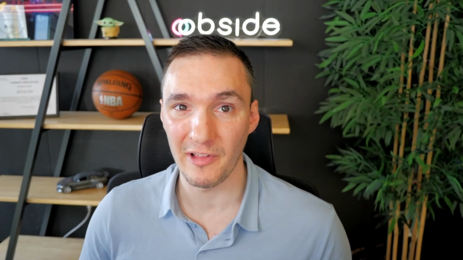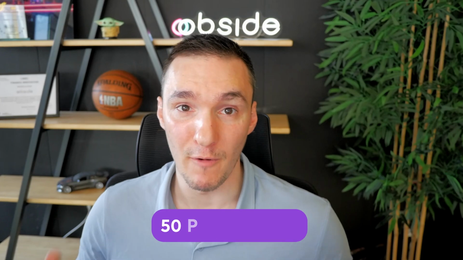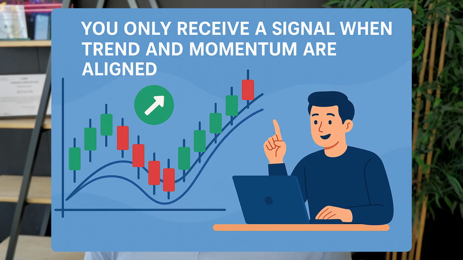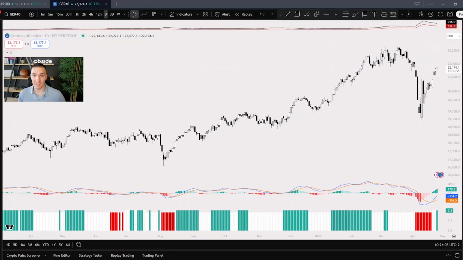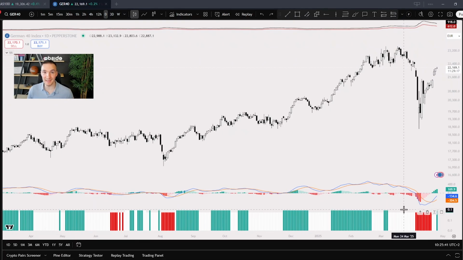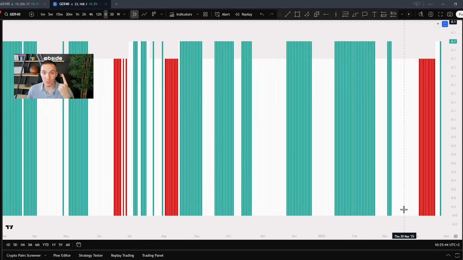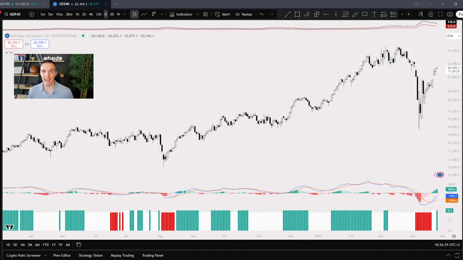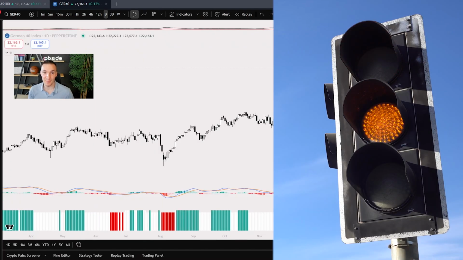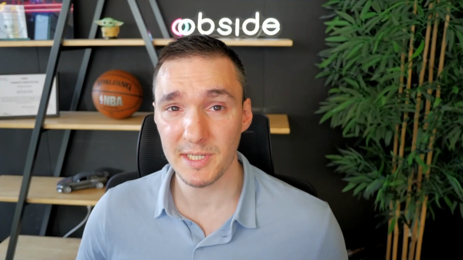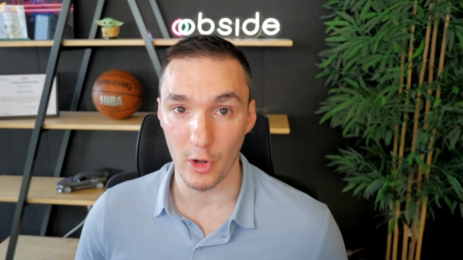Those signals are filtered by a trend EMA, usually a 50-period EMA. So you get a colored signal only when the momentum and the trend are aligned. To be more precise, the green bar means momentum is speeding up upwards while being above the 50 EMA, while a red bar means momentum is speeding up downwards while being below the 50 EMA. And all of this information is represented in a very simple and visual way in just one indicator. In fact, it's kind of like having a traffic light for your trades. Simple, visual, and effective.